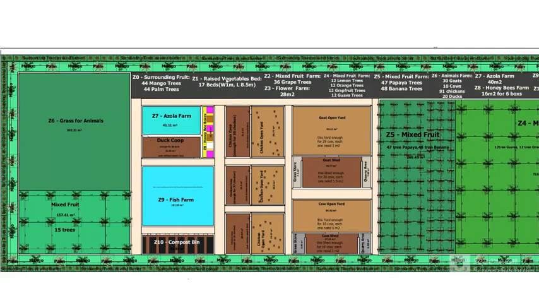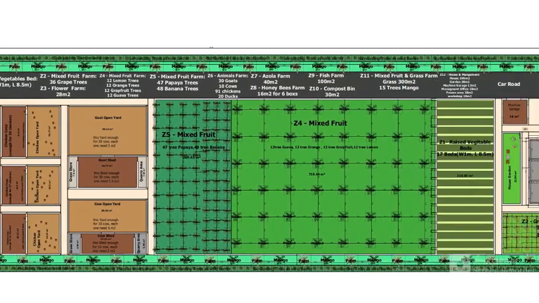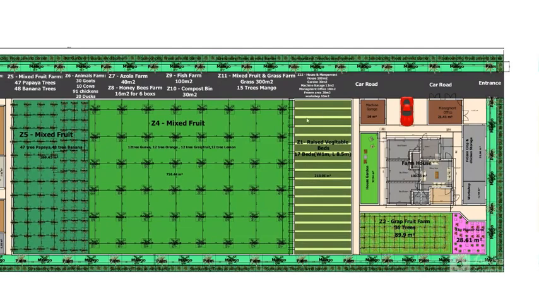Zone one is raised vegetable beds. It is about 17 beds, each one about 1 meter wide and 8.5 meters long. This is to produce vegetables for the market. The distance here is 1 meter, and the distance between each bed is 0.3 meter.